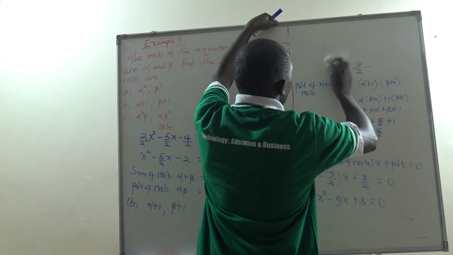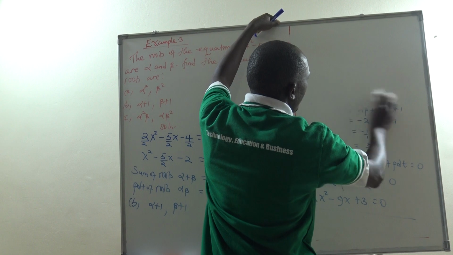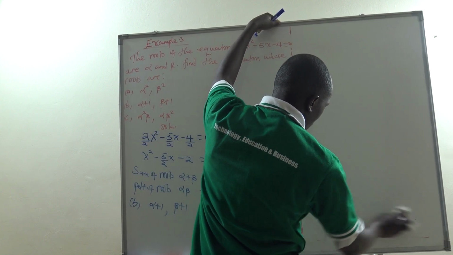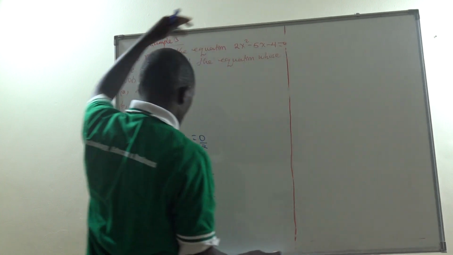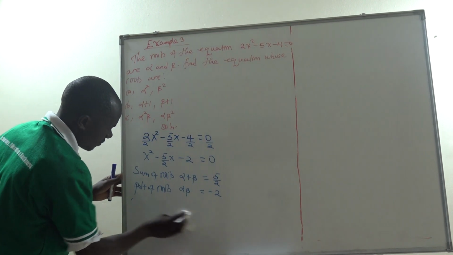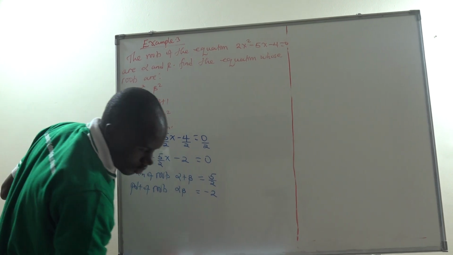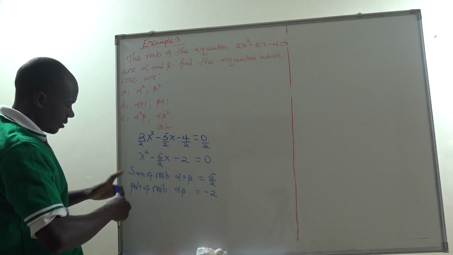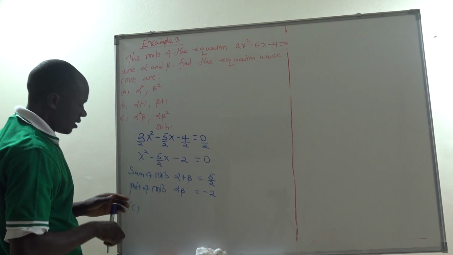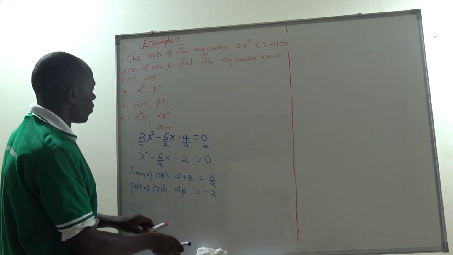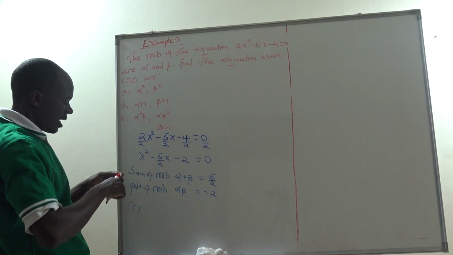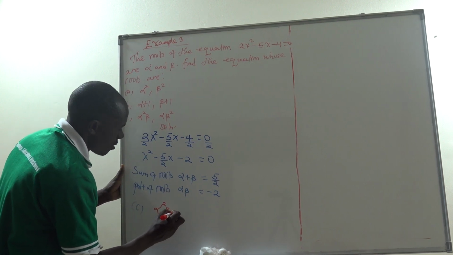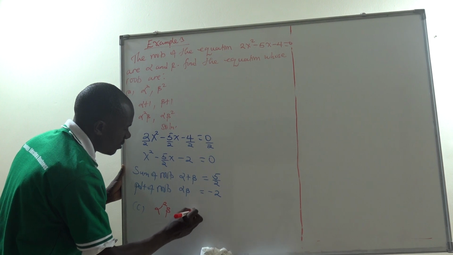Part C. We need to go to part C. We form that equation which is on part C. So our part C is having what we are calling alpha squared beta as the new roots: alpha squared beta, comma, alpha beta squared.